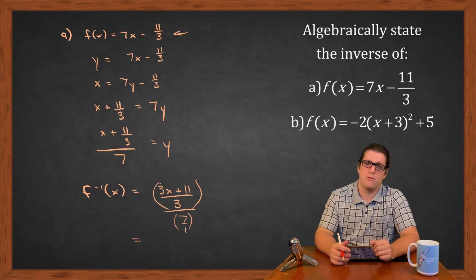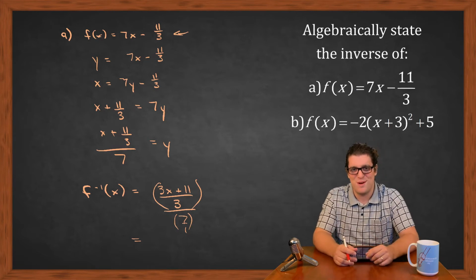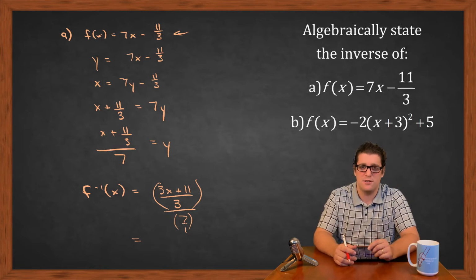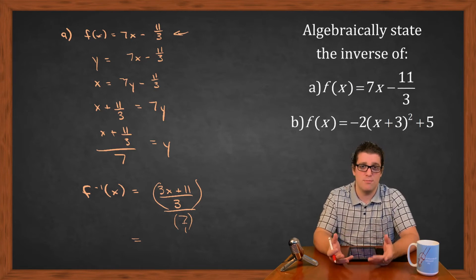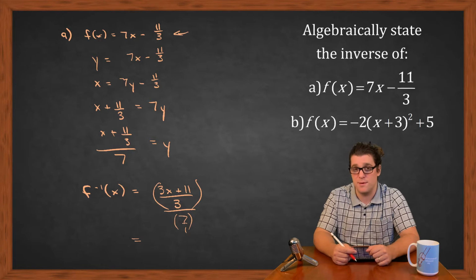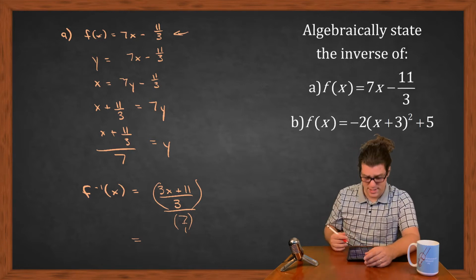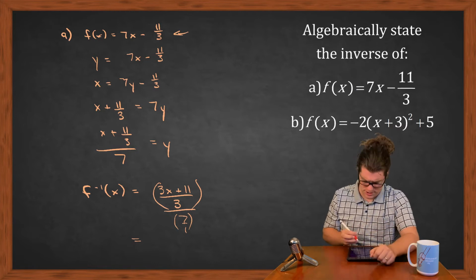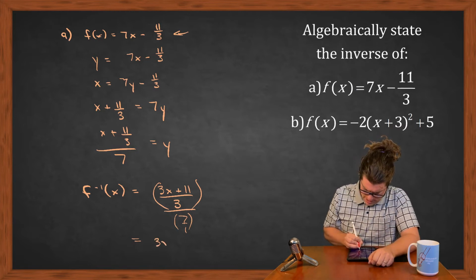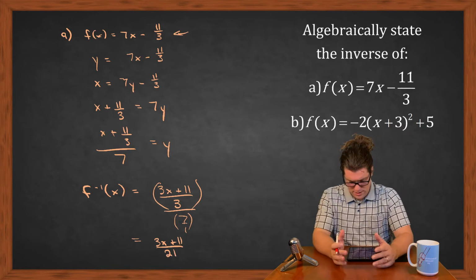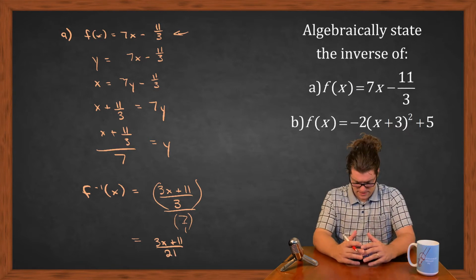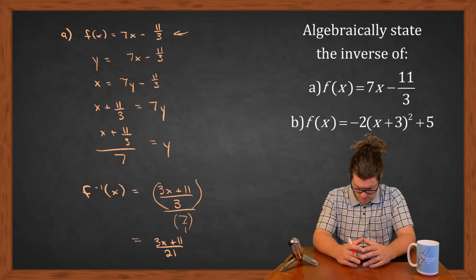And you probably remember a rule somebody said to you somewhere along the way that says if you have a fraction or anything and you divide by a fraction, it's the same thing as multiplying by that fraction's reciprocal. So we're going to multiply this by 1 over 7, which will put the 7 down in the same denominator position as the 3, which will give us 3x plus 11 over 21. So that is the linear function that would go along with the inverse.